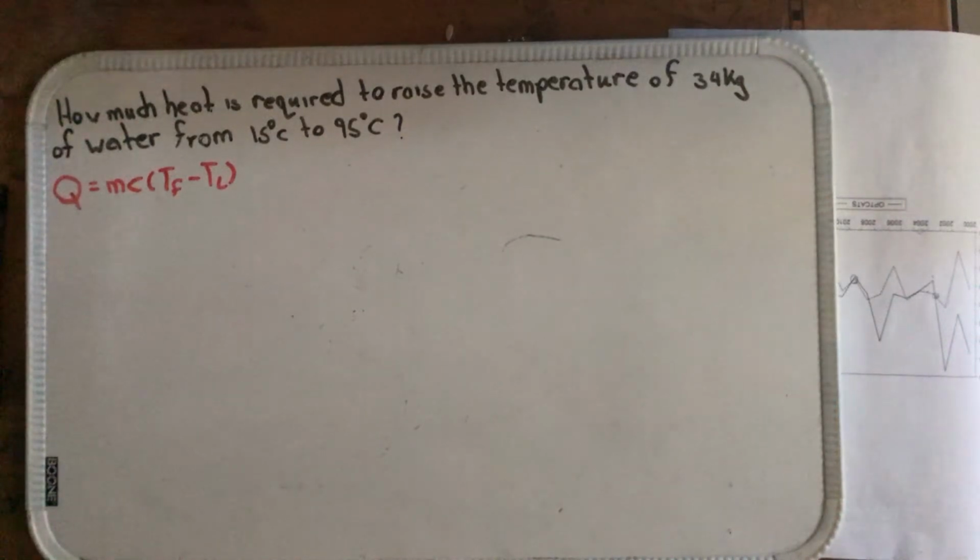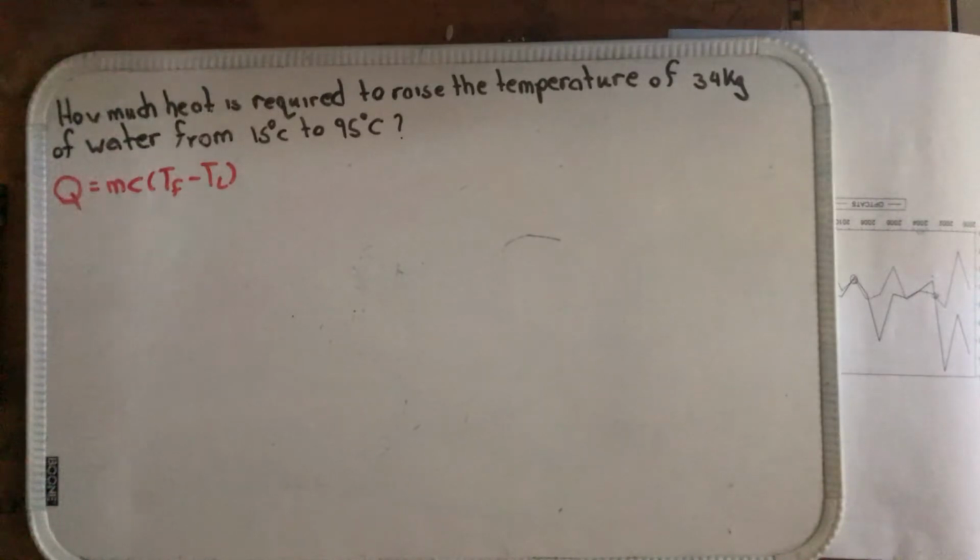Hello, everybody. So inside this problem, we're going to be getting a gauntlet of heat. So we're going to be tackling problems related to heat and thermal expansion. So here you have a very elementary problem. It's very plug and chug. So it's just asking you how much heat is required to raise the temperature of 34 kilograms of water from 15 degrees Celsius to 95 degrees Celsius.